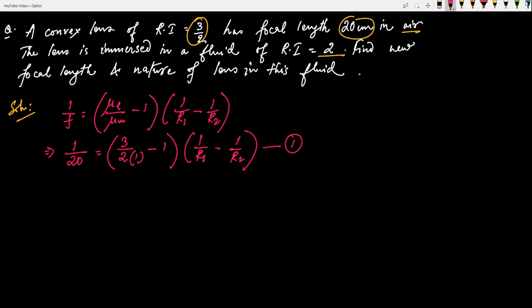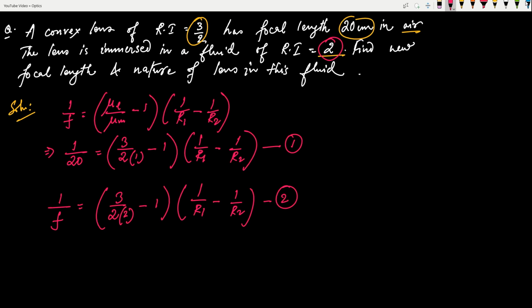Now if we look into our second statement, the lens is immersed in a fluid of refractive index 2. So again we can use this formula, as we need to find the focal length here. The refractive index of the lens we know is 3/2, and the refractive index of the medium, that is the fluid in which the lens is kept, is given to be 2. So we can write here 1 by F equals (3/2 divided by 2 minus 1) multiplied by (1 by R1 minus 1 by R2).